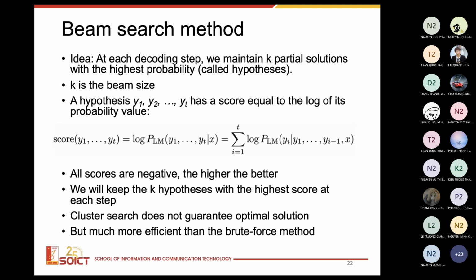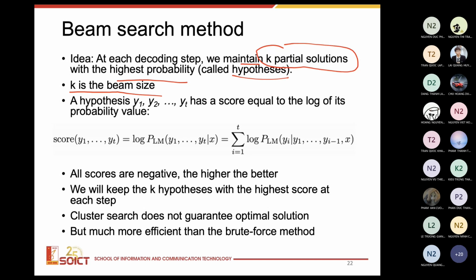One way to do it is to leverage beam search. The idea of beam search is that at each decoding step, we maintain only K partial solutions with the highest probability, and we call them hypotheses. The parameter K here is the beam size. So at a step, instead of evaluating all V possibilities, we keep the top K hypotheses.